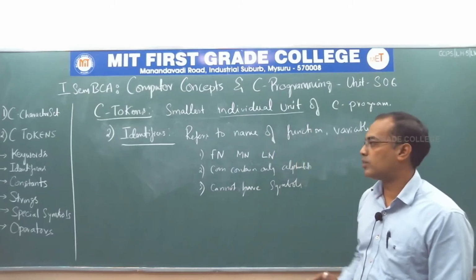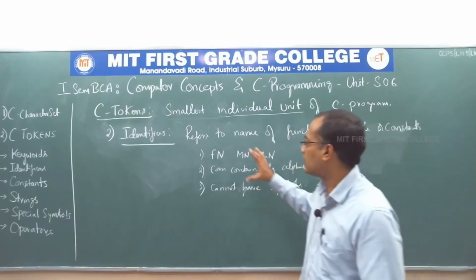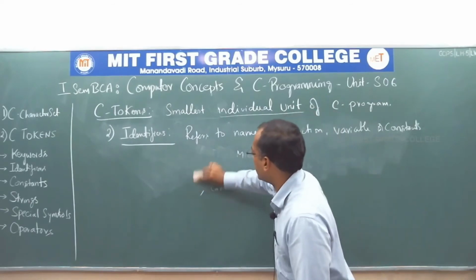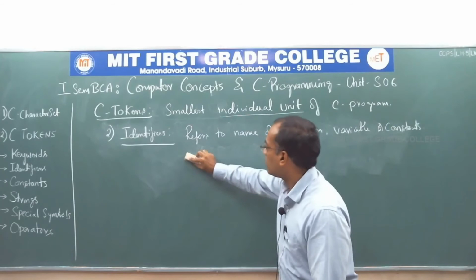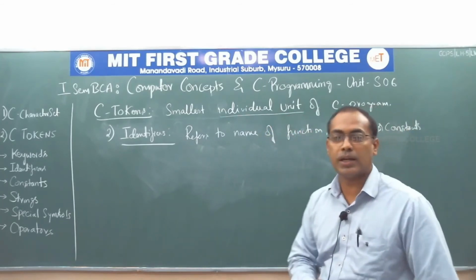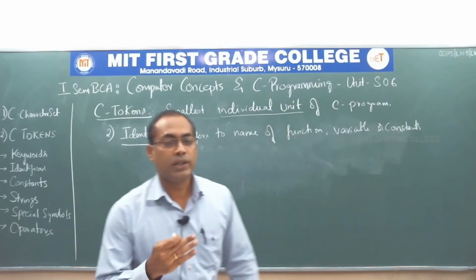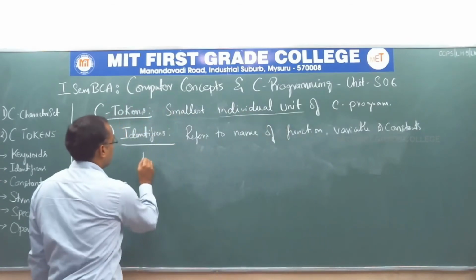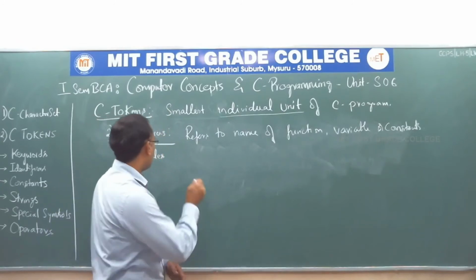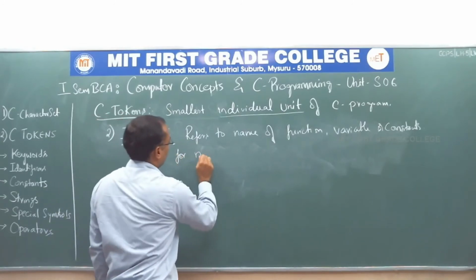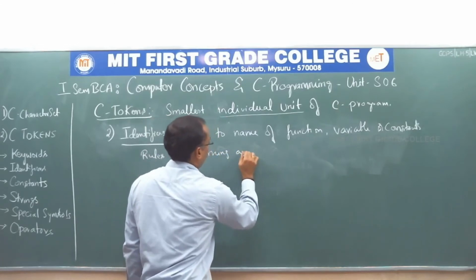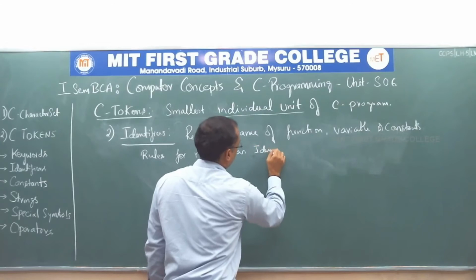So when you are giving a name to a baby, the name has to be in a proper format, proper rules have to be looked into. So these are the rules and regulations to name a person or a baby. Likewise, when you want to create or name a function, variable or a constant, you also have to follow certain rules. So we'll just note down what the rules are. Rules for naming an identifier.